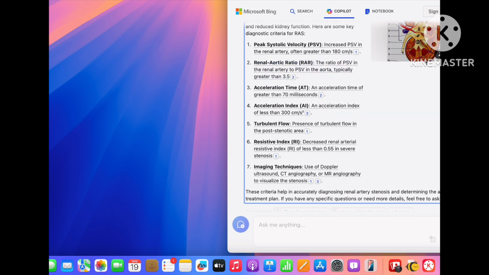Basically in this part, if you get acceleration time and acceleration index like this, then you will call it renal artery stenosis. There is turbulent flow in the post-stenotic area, even in the stenotic area. On resistive index, the part which is affected has a lower resistive index. So whenever you find resistive index discrepancies, the kidney which has the lower resistive index has renal artery stenosis.